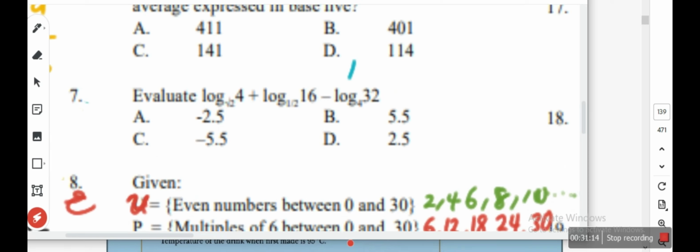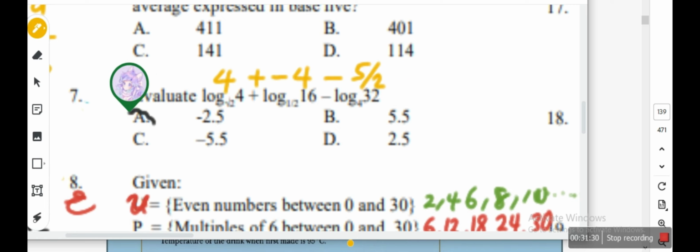Am I right? Yes. Which letter is the answer? This first one is 4, this one is minus 4, this one is minus 5 over 2. So the option is A, which eventually gives minus 5 over 2. The option is A.